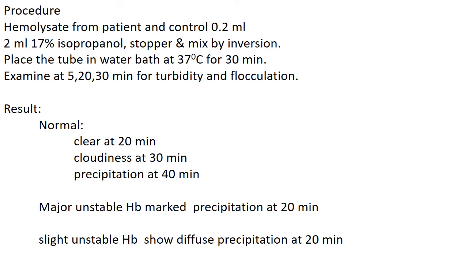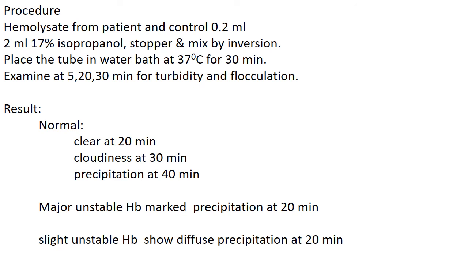Place tubes in water bath at 37 degrees centigrade for 30 minutes. Examine at 5 minutes, 20 minutes and 30 minutes for turbidity and flocculation. Continue the incubation till the controls undergo flocculation. Check the patient sample against the control sample.